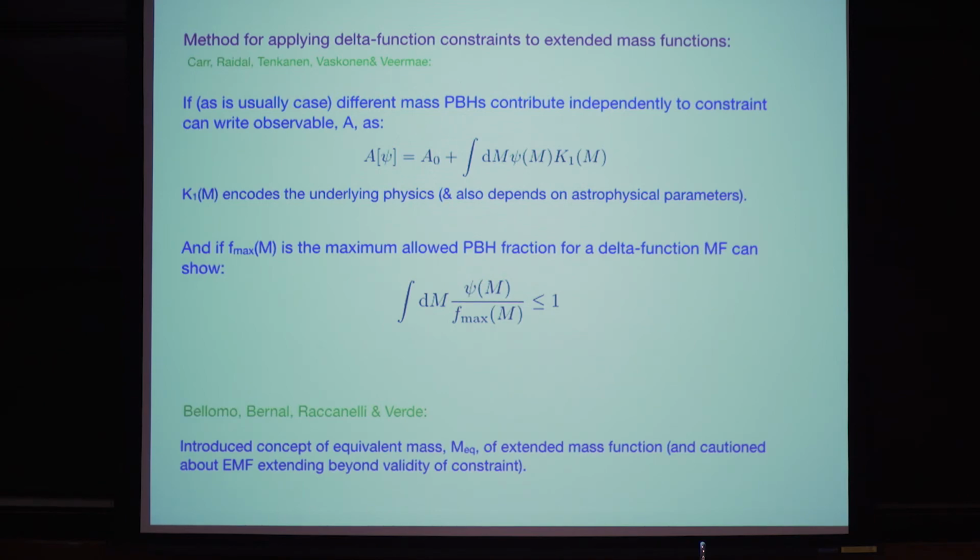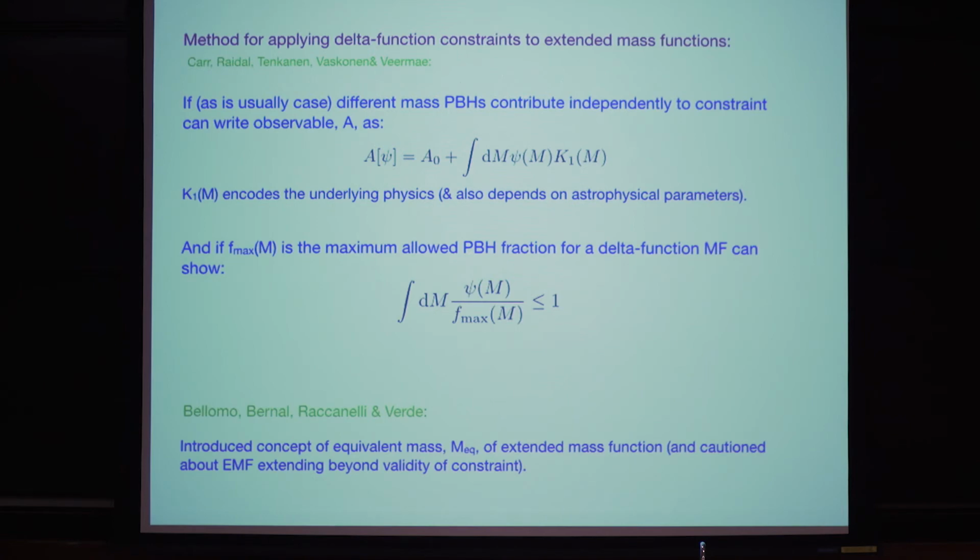This comes from the observation that in general, primordial black holes of a particular mass contribute independently to a given constraint. They don't interact, they just have whatever effect they have, and you add them up. So say there's some observable, A, and you're interested in the mass function psi, which is essentially df/dm. Generically you can write any observable as some constant plus an integral over the mass function of the product with some function k1, and k1 is dependent on the particular constraint you're interested in. It's some function of mass that includes the underlying physics plus any other astrophysical parameters.